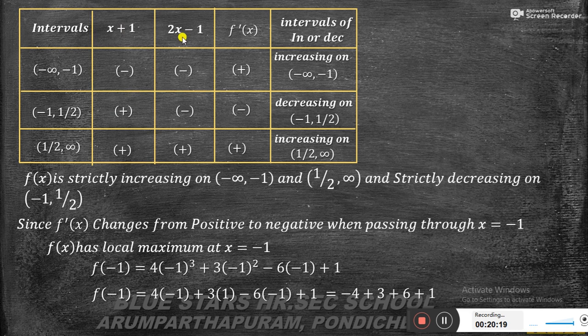So plus. Next I substitute x equal to 0 in the other factor, 0 minus 1, so minus 1 means negative sign. So plus into minus gives minus. Therefore it is decreasing, strictly decreasing on minus 1 comma 1 by 2.